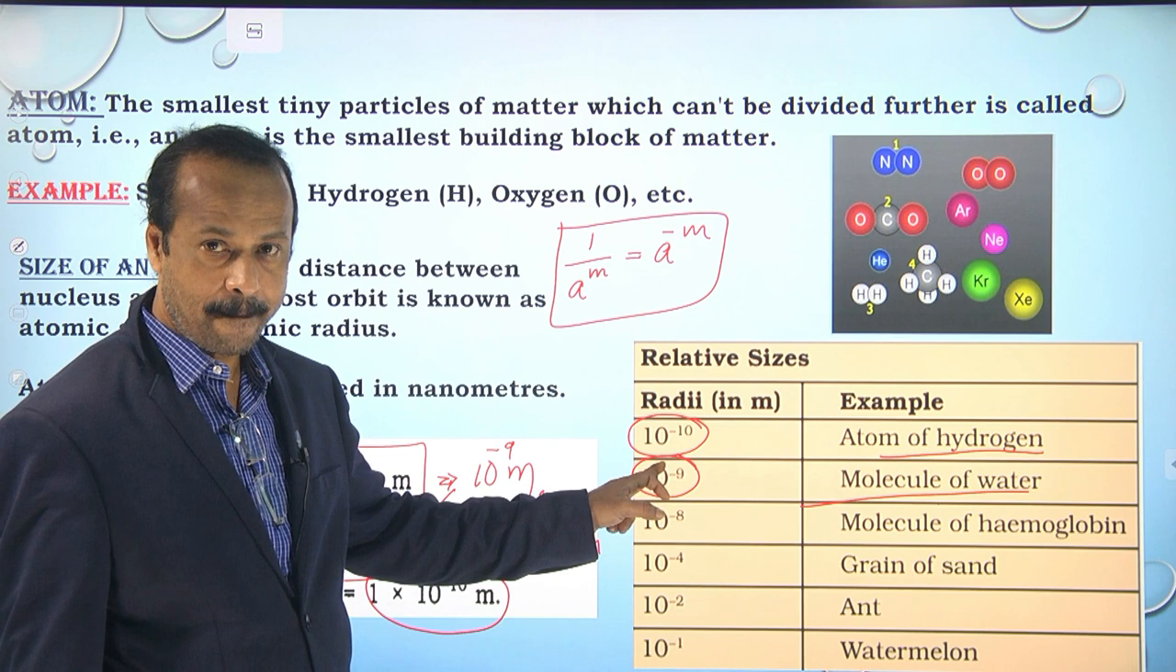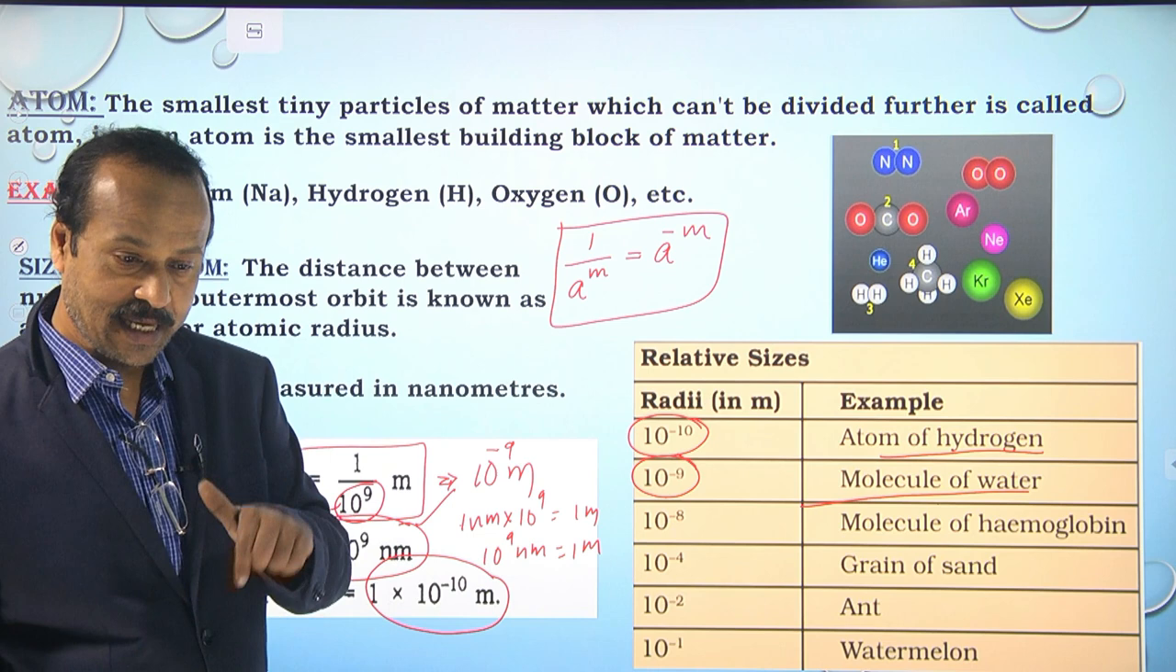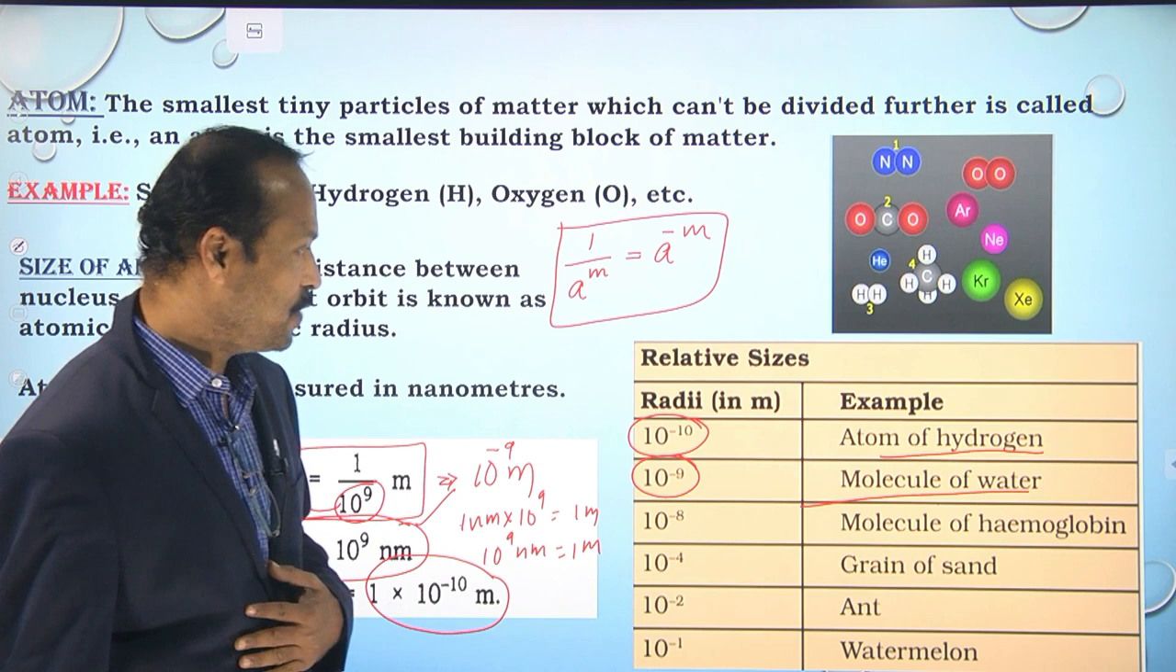Minus 9. Minus 9 is bigger because of the negative number. So minus 9 is greater than minus 10. So the water molecule size is greater than the hydrogen atom. Then you see the hemoglobin.